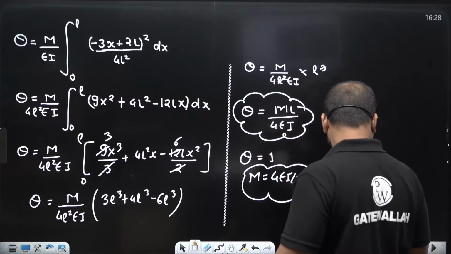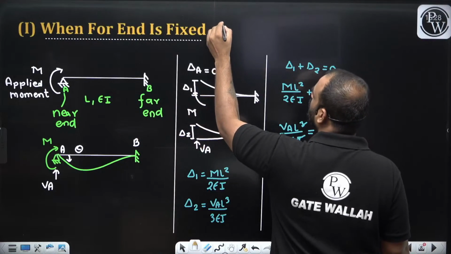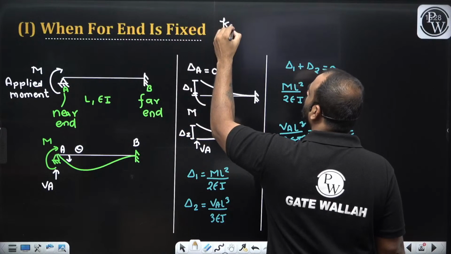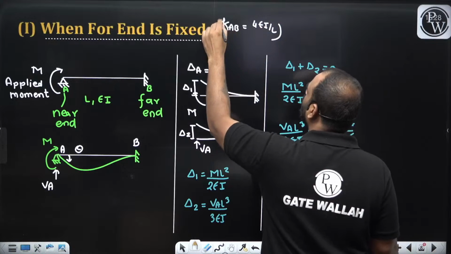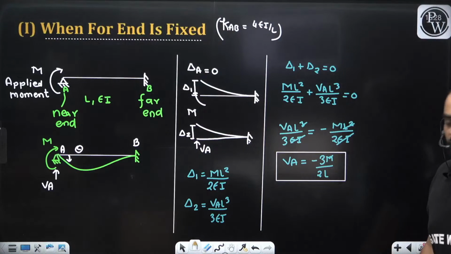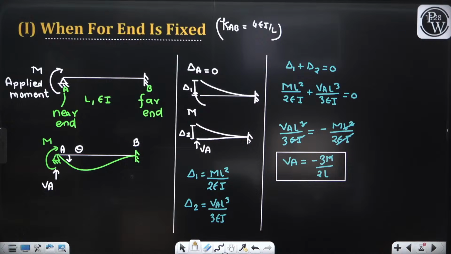Understood? Okay. So when you find the far end as fixed, what will be your rotational stiffness from A to B? From A to B it is 4EI by L. And now you know how to calculate this also. Just watch this and please let me know if you have any doubt regarding this particular concept. Any doubt, guys? Please write down. Crystal clear to all of you? Okay, perfect.